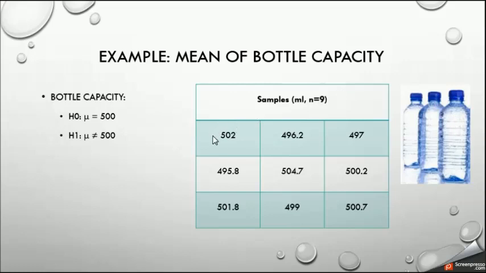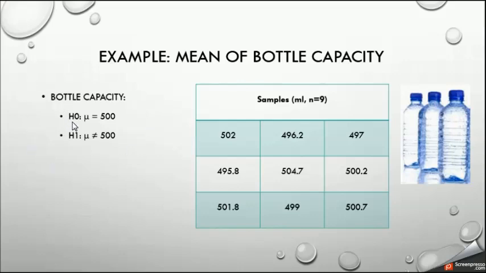We had some capacities above 500, for example 502, and we had some capacities below 500, like 499. All these values are the capacities of the 9 elements, or 9 bottles, inside our sample. So this is our hypothesis.